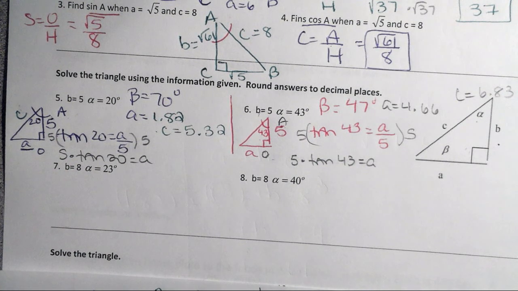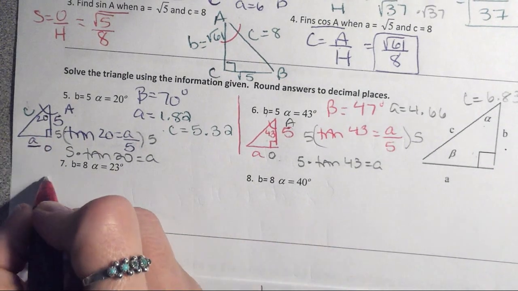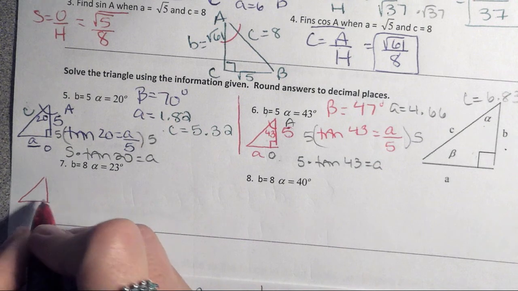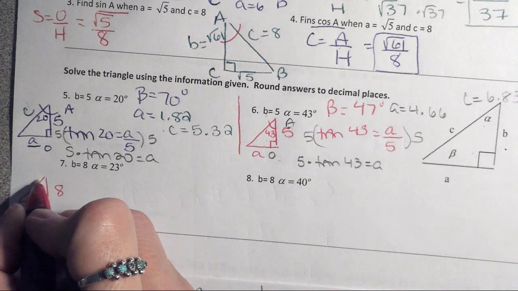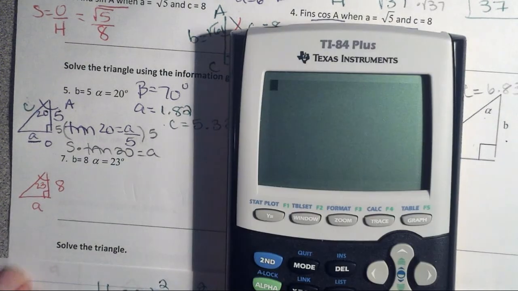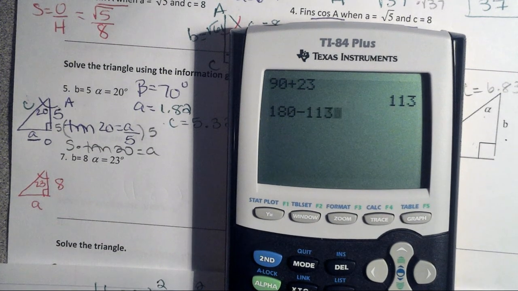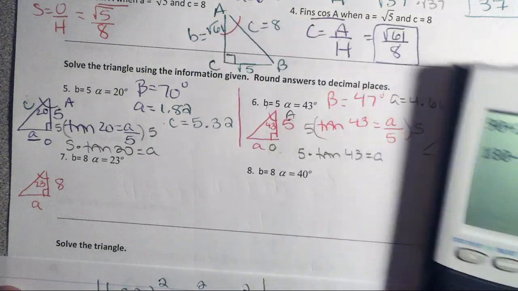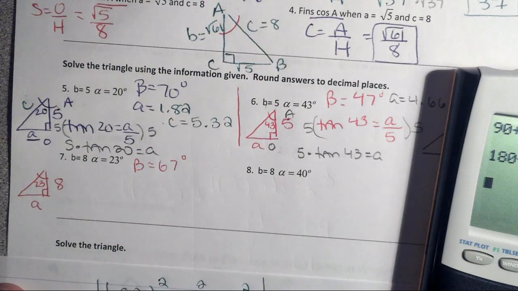Okay, so hopefully you paused the video and you're coming back to check. On number 7, again, same triangle. We labeled this side 8. This is A, and the angle is 23. I know the triangle has to add up to 180. So we do 90 plus 23 equals 113, and then 180 minus 113, and I get 67 degrees. So my beta equals 67 degrees.